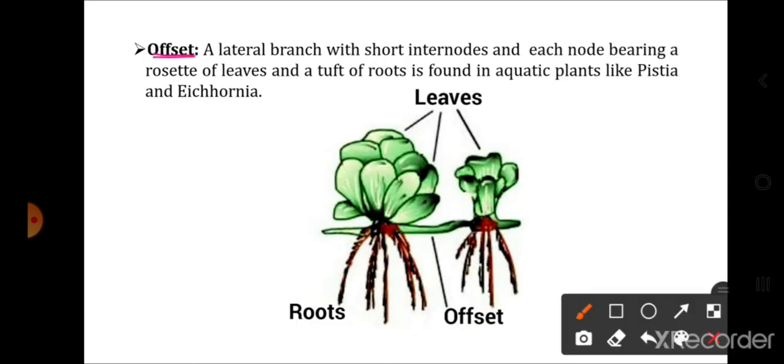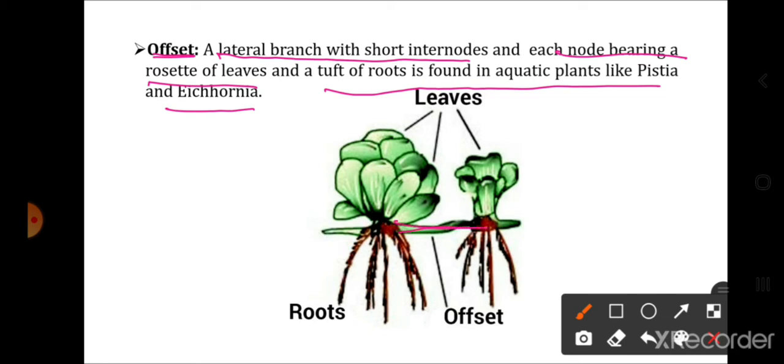This is regarding the offset. So what are offsets? It is a lateral branch with short internodes and each node bearing a rosette of leaves and tuft of roots, found in aquatic plants like Pistia and Eichhornia. So in plants like Pistia and Eichhornia, what you will see? These plants basically are aquatic plants. They have short internodes.